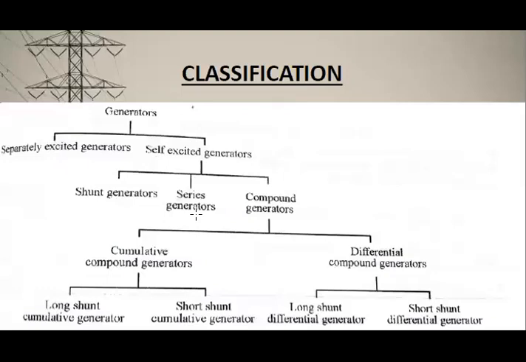So once again, see the classification here. The generators are classified into separately excited generators and self-excited generators. Again, the self-excited generators are classified into shunt generators, series generators and compound generators. The compound generators are classified into cumulative compound generators and differential compound generators. The cumulative compound generators are classified into long shunt cumulative generators and short shunt cumulative generators. Differential compound generators are classified into long shunt differential generators and short shunt differential generators.